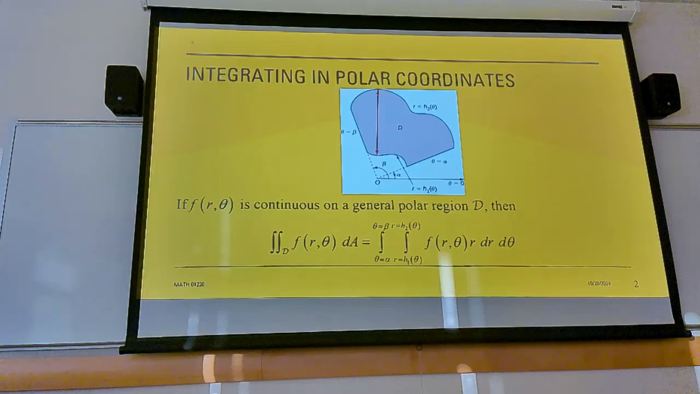What is the most common mistake when integrating in polar? What do you think? They forget the r. Yep. They forget that dA is r dr d theta, so they drop the r.